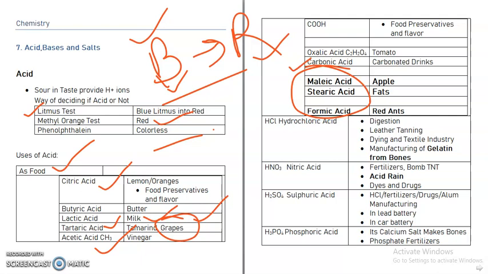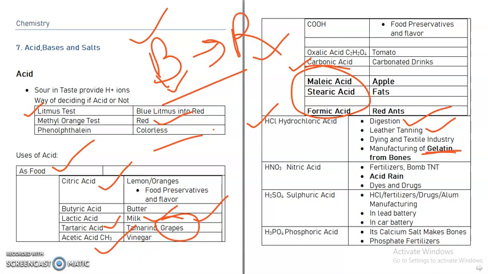These three you have to remember: apple contains malic acid, fats contain stearic acid, and red ant bites contain formic acid. Other common acidic substances are HCl, hydrochloric acid. Obviously, in the digestive system, we have studied that HCl helps in digestion. It is also used in the leather tanning industry, dyeing and textile industry. Just focus on the highlighted part: it helps in manufacturing gelatin from bones. After cleaning the bones, we get the gelatin, which is later used in making utensils.